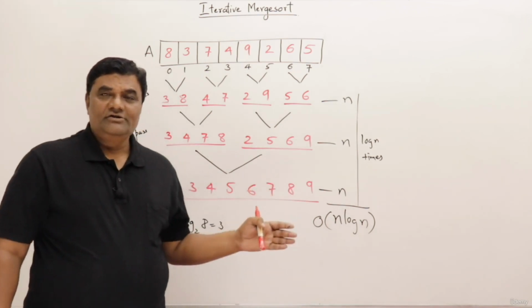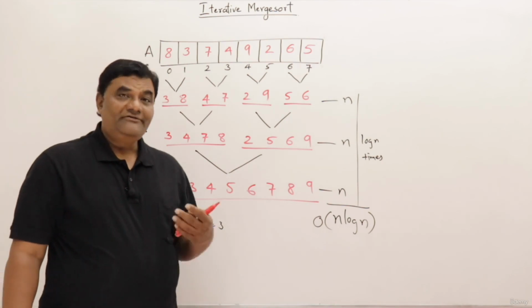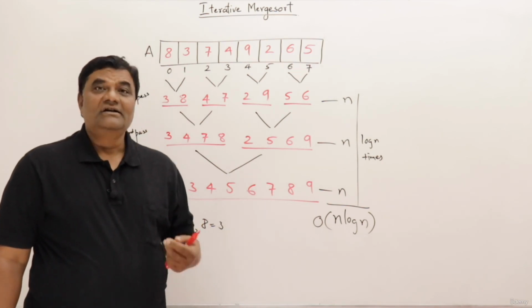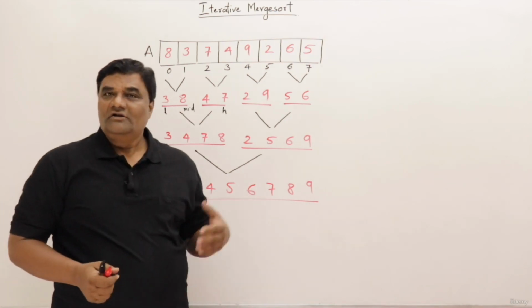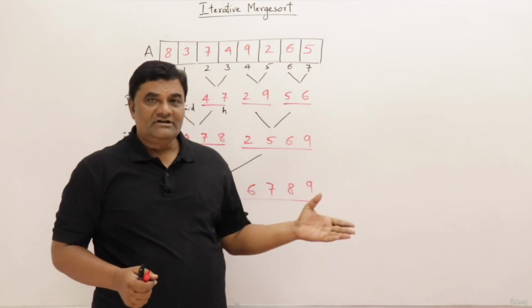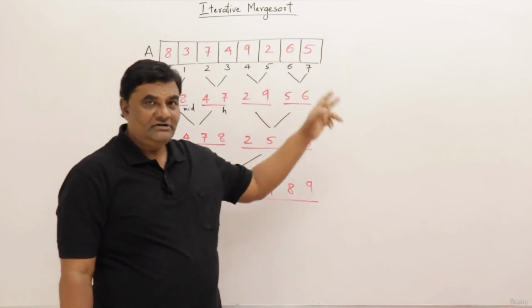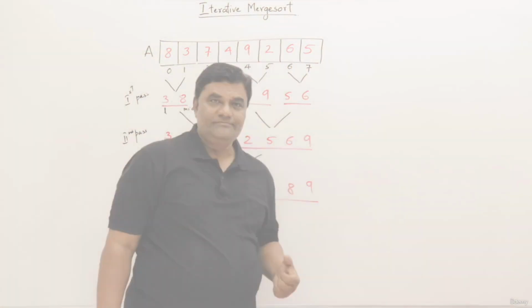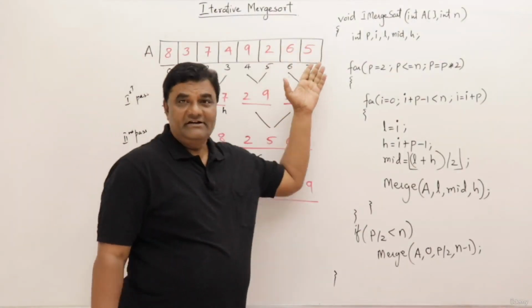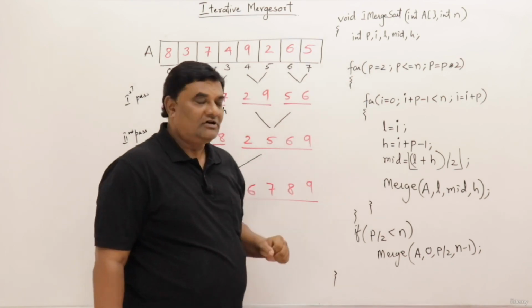So the time complexity of the iterative version of two-way merge sort is n log n. Now let us look at an algorithm or a function for the iterative version of merge sort. I will write the function, then I will explain it to you. So here is an iterative version of merge sort.